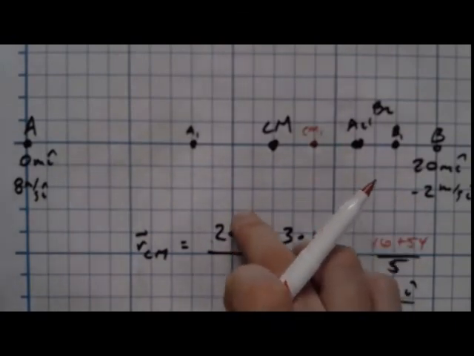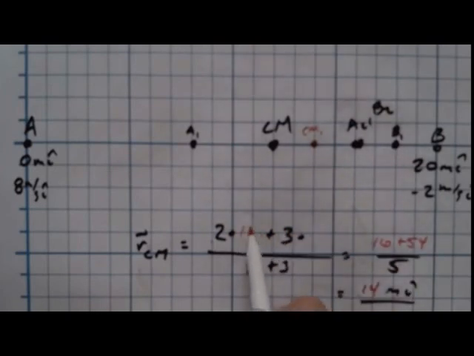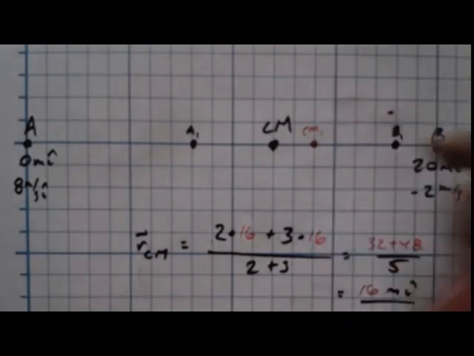So we put in, instead of 8 and 18, object A is at 16, and object B is at 16. That's 32 and 48. 32 plus 48 is 80. 80 divided by 5 is 16. So that all checks out. So this is the collision.